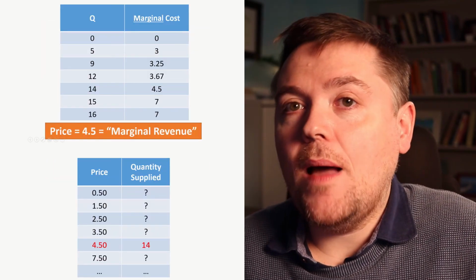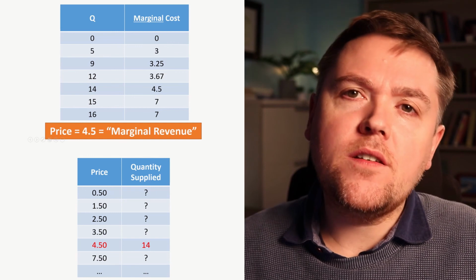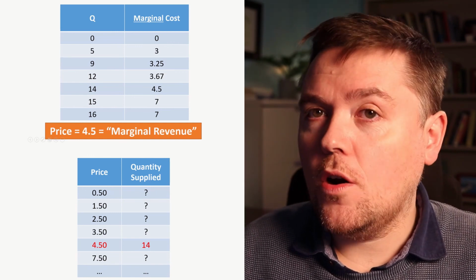And in that way, you can map out the entire supply relationship by just considering what would the firm do at various prices given the marginal cost of their choices. Note that this method works well, except for the case where the firm might have a price that covers their marginal cost, but their fixed costs are so high that actually they're going to be not profitable. And we're going to talk about that more in the next video.